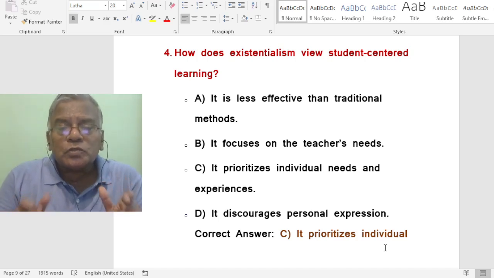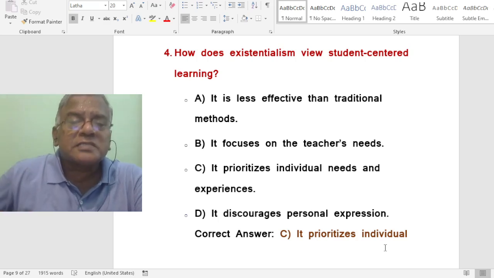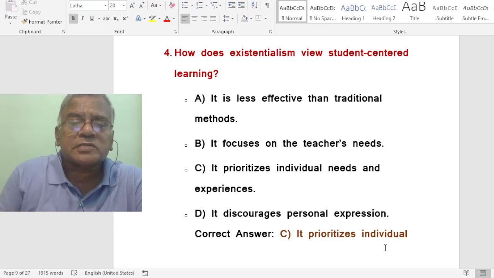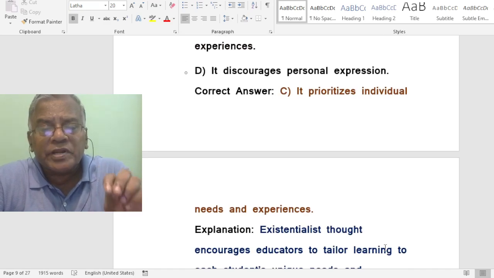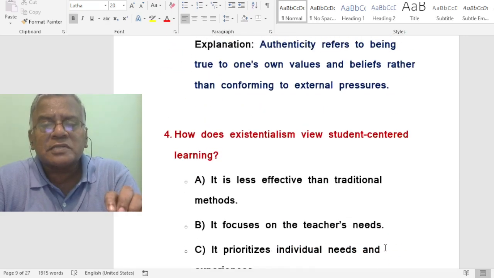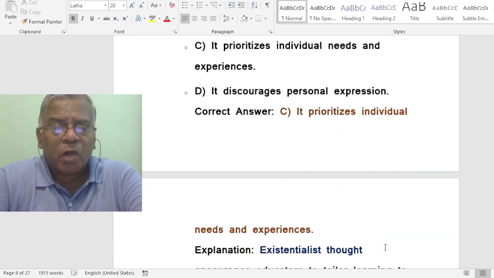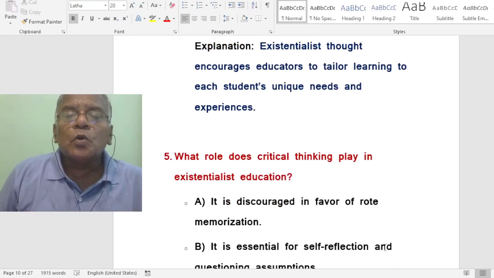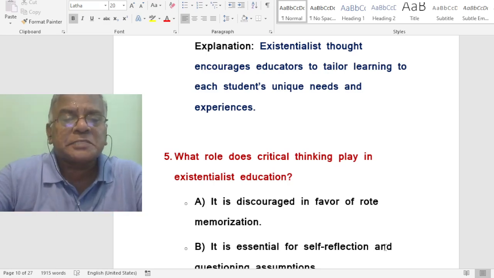How does existentialism view student-centered learning? It is less effective than traditional methods. It focuses on the teacher's needs. It prioritizes individual needs and experiences. It discourages personal expression. In other words, what is student-centered learning according to existentialism? It prioritizes individual needs and experiences. That matters. Individual needs and experiences, that is the meaning of student-centered learning. Existentialist thought encourages educators to tailor learning to suit each student's unique needs and experiences.